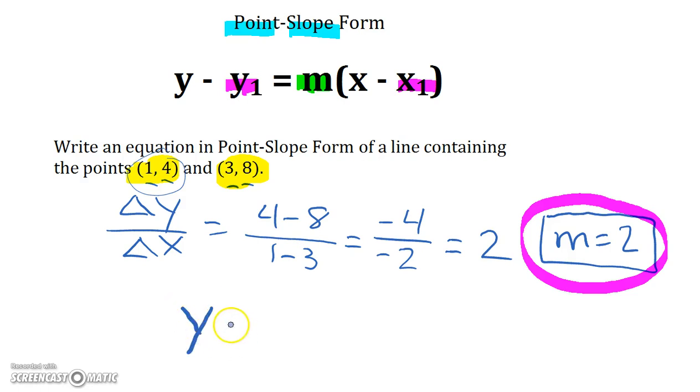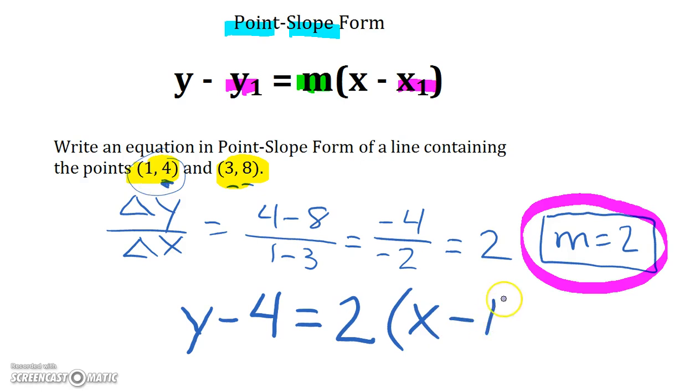We have y minus our y-coordinate equals our m times x minus our x-coordinate. And that would be our equation in this case.